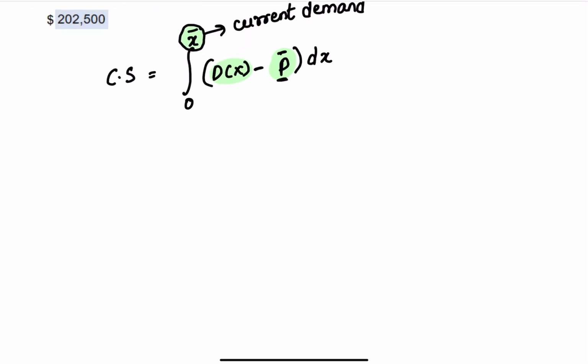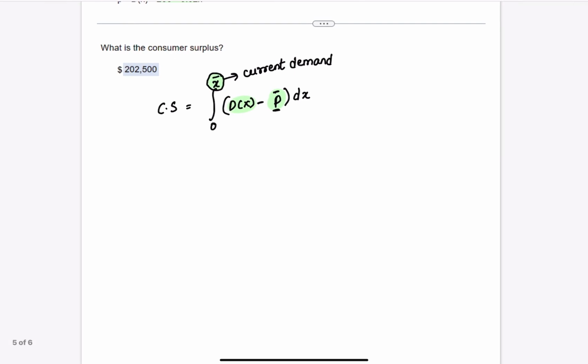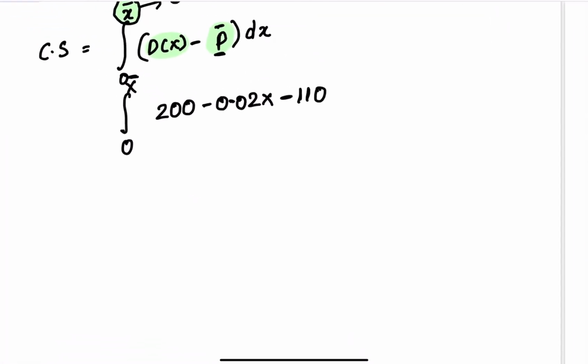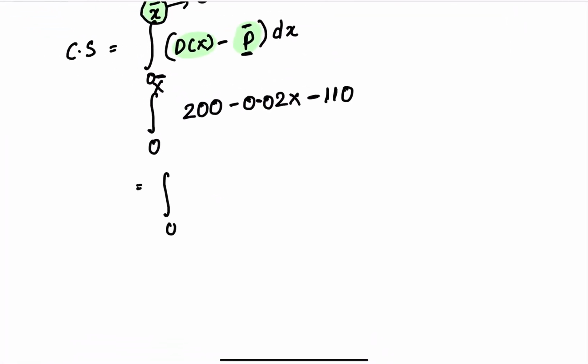Now, let me go ahead and plug that in here. Again, I want you to be very patient here. This is 0 to x bar. I'm going to do all of that. My d(x) is 200 minus 0.02x minus my p bar, which is 110. Again, when I integrate it from 0 to x bar, 200 minus 110 is 90 minus 0.02x. Now, I cannot complete this without knowing what my current demand is.